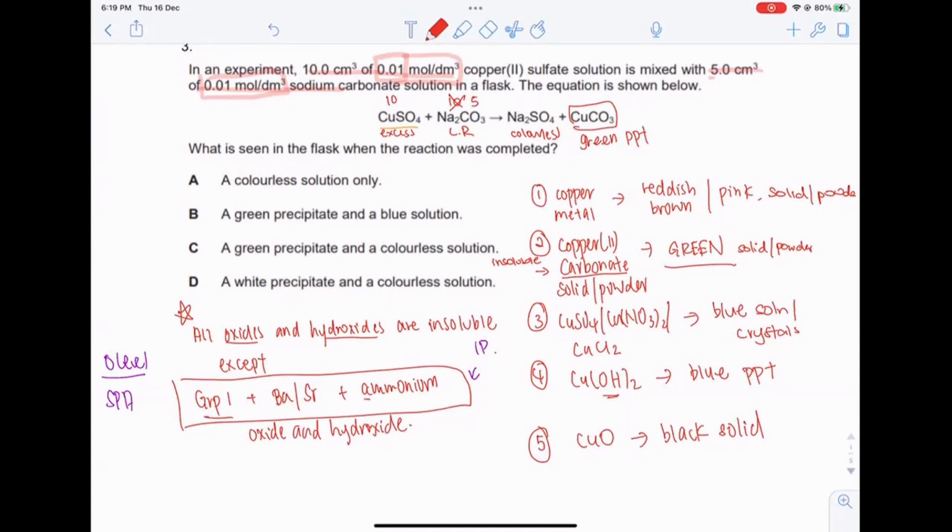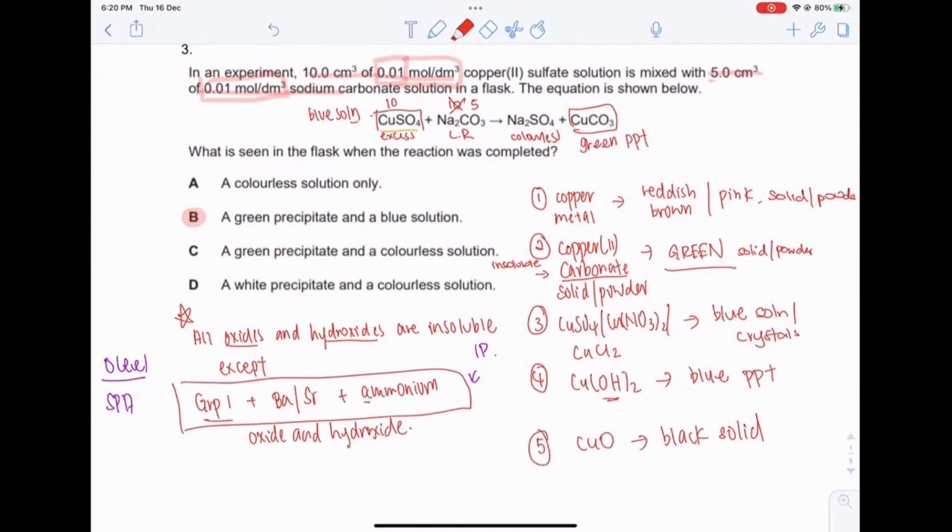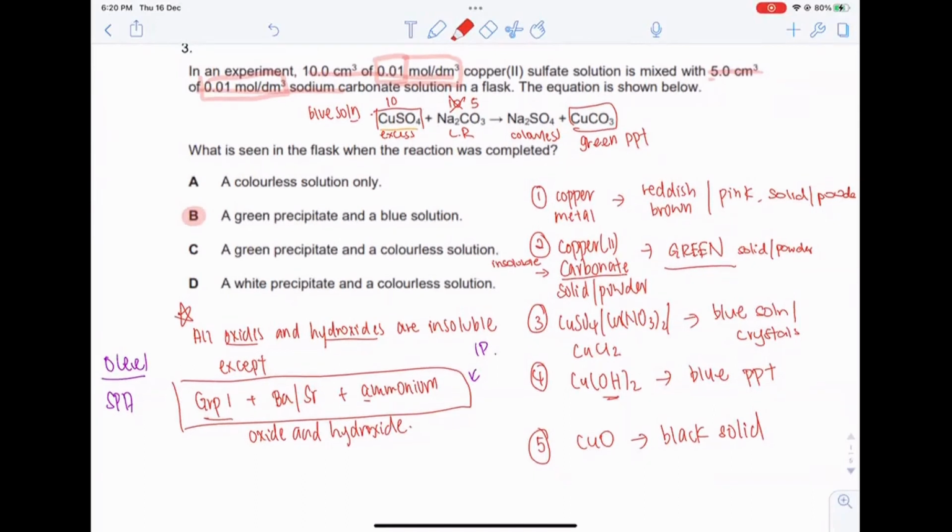You don't have to calculate and get the number of moles. So then you have excess of this, meaning that you will still have CuSO4 in the solution. So CuSO4 is a blue solution. Correct? So the answer is B, a green precipitate, because you have copper 2 carbonate, and a blue solution, that's the excess copper 2 sulfate. So please take note of the mole ratio as well. You also have to take that into account.